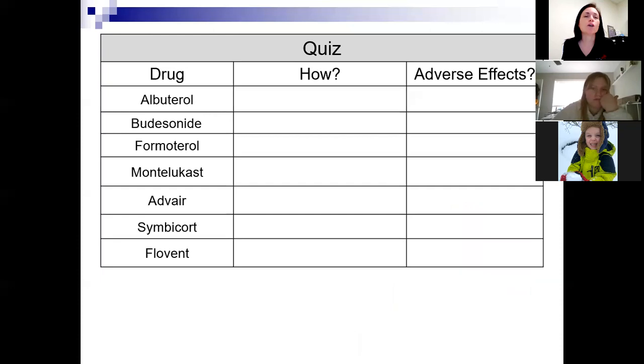So here's another chart for you guys to get familiar with the medications. You can fill that out, and just realize that the how is also the mechanism of action. Knowing that those are likely going to be questions on exams, the how and the adverse effects, is why this is here, to help get you familiar with these medications, the mechanism of action, and the adverse effects.